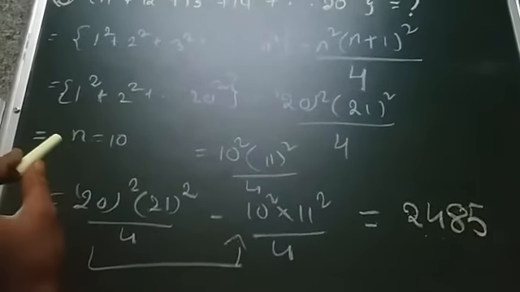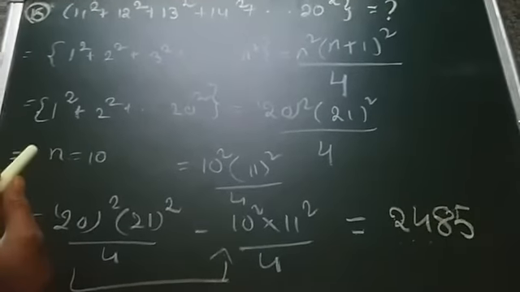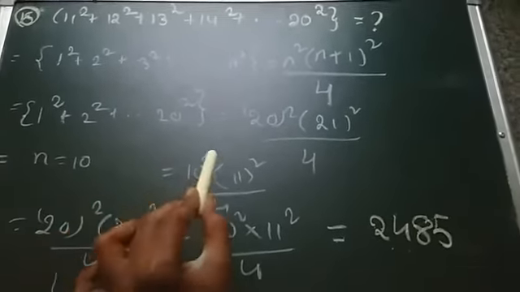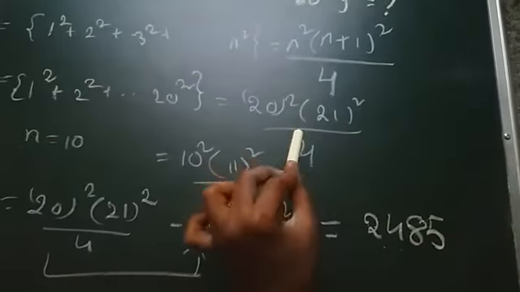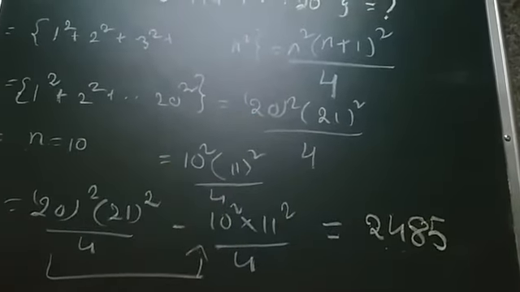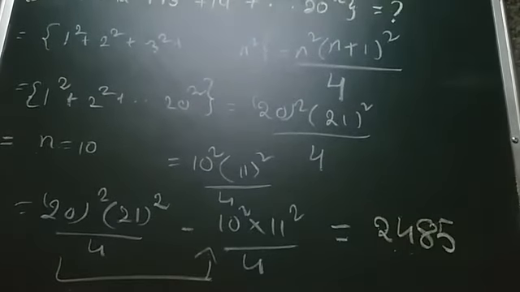That means whenever you want to find the sum of the squares of n terms, what is the formula? n square into n plus 1 whole square by 4. Remember the formula. It will be easy to calculate any type of question.